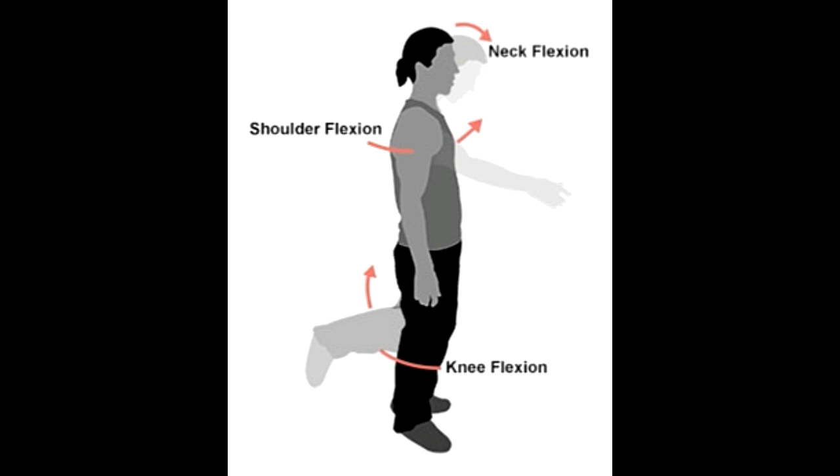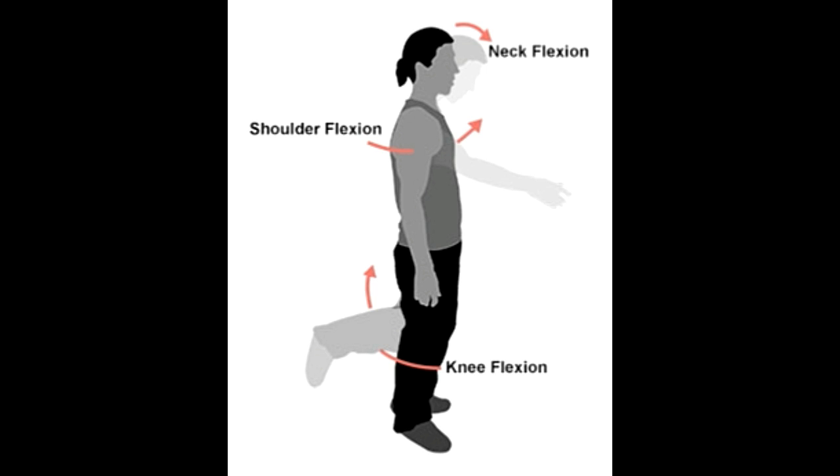Neck: when you move your chin towards your chest, your neck is flexed. When you extend your neck behind as if you were looking at the ceiling, it is extension. Shoulder: when you raise your arm above your head, your shoulder is flexed. When you lower your arm and take it behind you, it is extended.